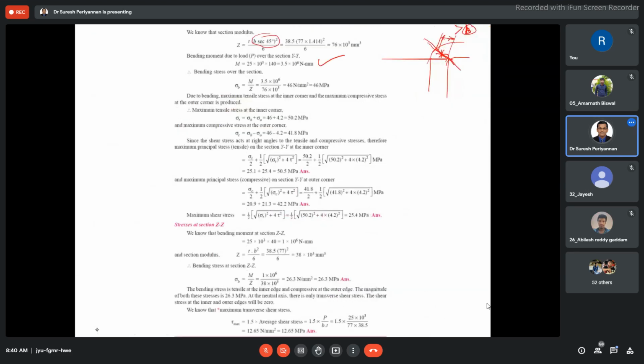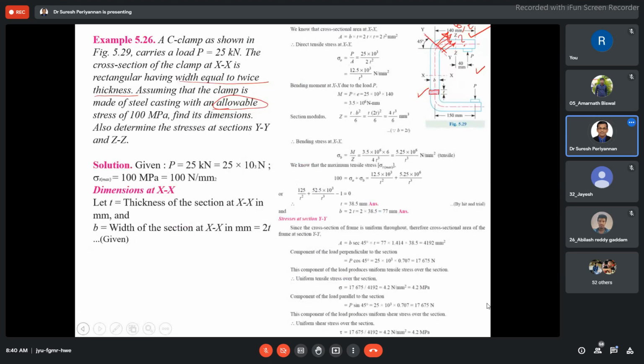Hello? Sir, the inner one will be in tensile and the outer one will be compressive. Yeah, but overall, we are taking this region, that inner layer.